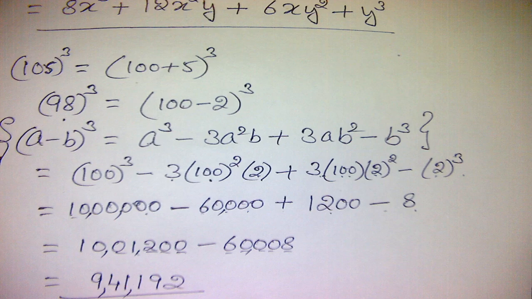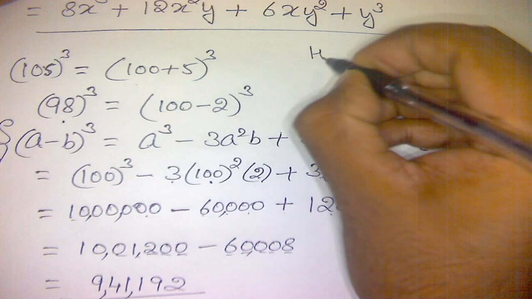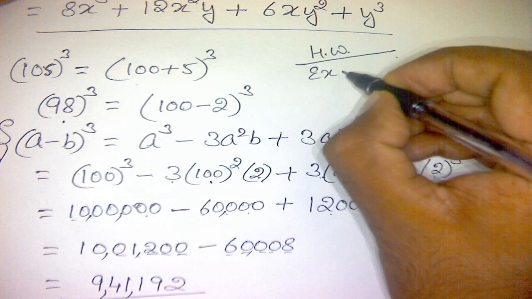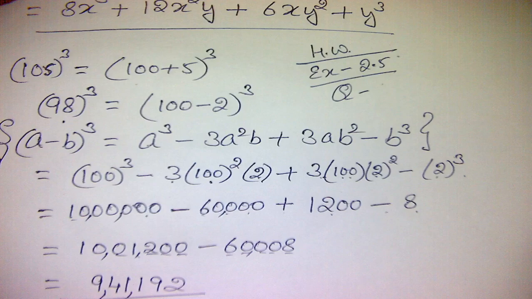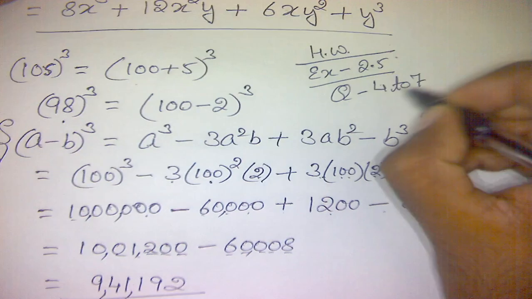So overall, your homework is exercise 2.5, questions 4, 5, 6 and 7. You will complete 4 to 7. These questions can be done based on the part which I have explained.